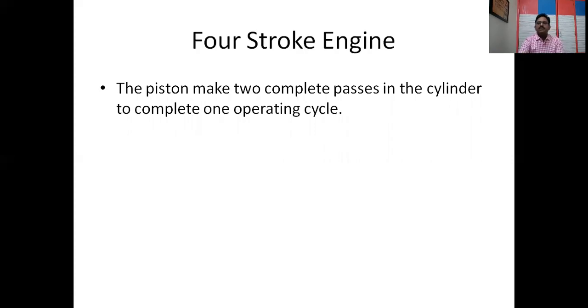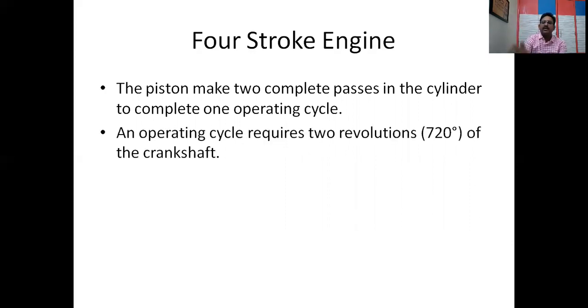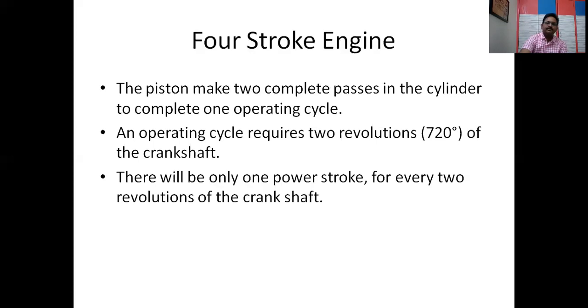So the piston makes 2 complete passes in the cylinder to complete one operating cycle. That means the piston makes 1 pass and 2 pass. That means 4 strokes it will take, and the crank will rotate 2 times. For 1 crank revolution, that is 360 degrees, you have 2 strokes. So for 4 strokes, the crank has to rotate 2 times. That is 360 plus 360, it is 720 degrees of the crankshaft.